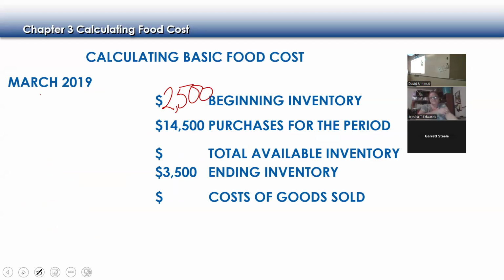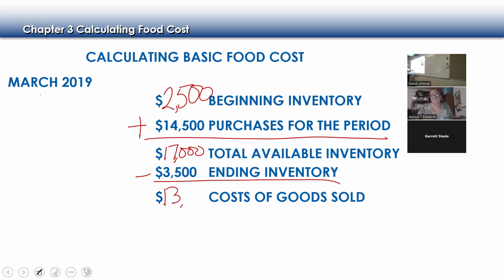Okay. In this case, we purchased 14,500 for the period. So a total of 17,000. Subtract our 3,500, and our cost of goods sold is what? 13,500. 13,500. Okay.